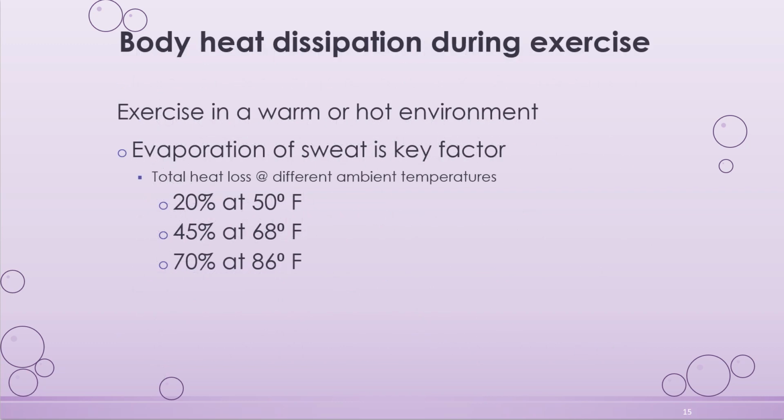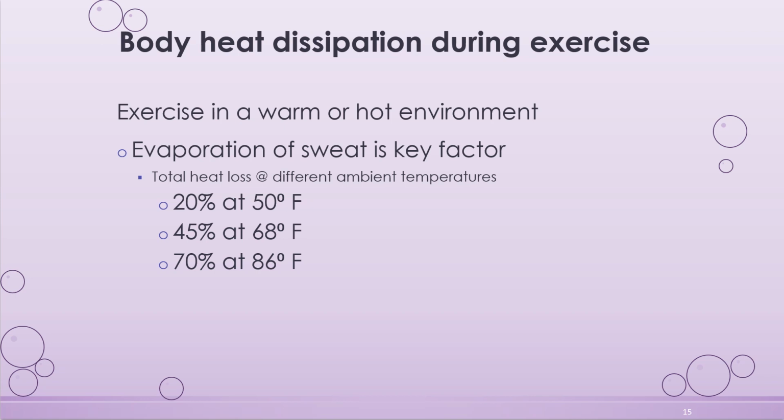In a warm or hot environment, exercise can significantly increase the body's heat production, leading to an increased reliance on evaporative heat loss through sweating to dissipate heat and maintain stable core temperature. Evaporation of sweat is indeed a key factor in cooling the body during exercise in hot conditions. The percentage of total heat loss through evaporative cooling varies based on the ambient temperature. As the ambient temperature increases, the body's reliance on evaporative cooling becomes more critical.